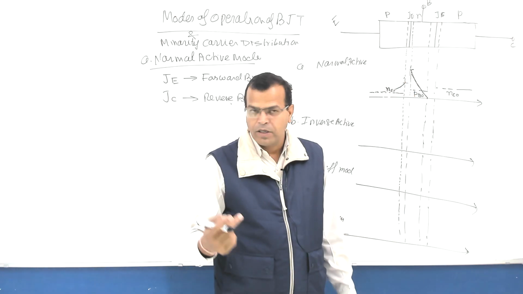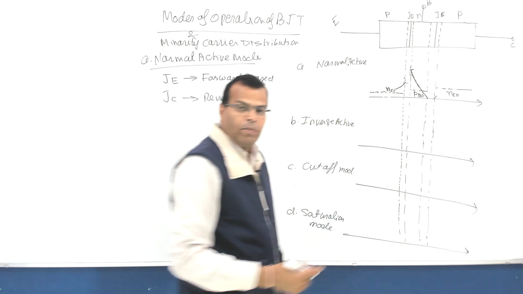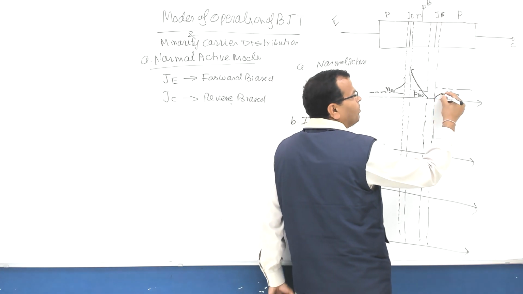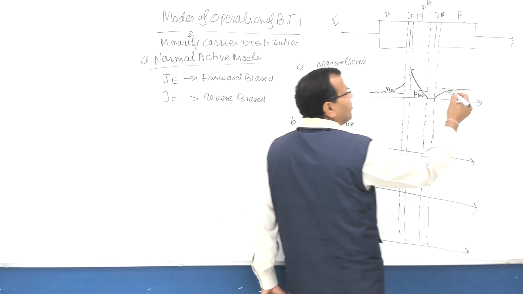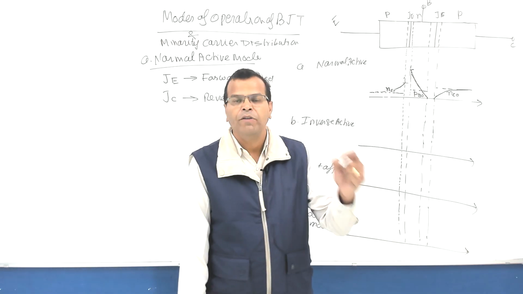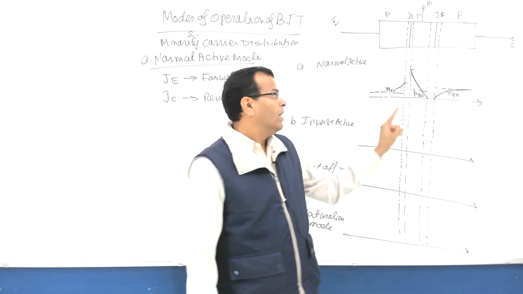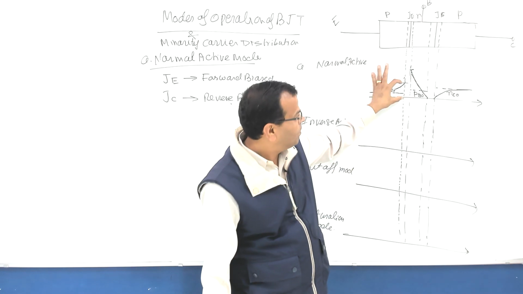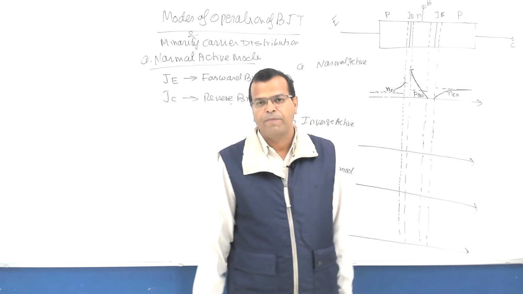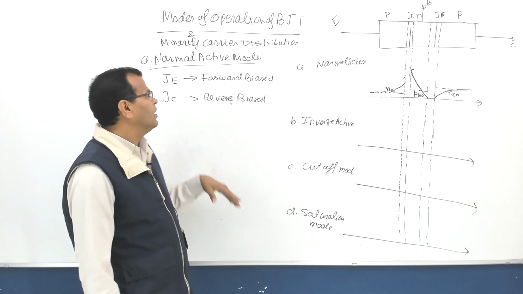Now let us talk about the collector. On the collector side, at the edge it has to be zero. Why? Because in a reverse biased junction the concentration is zero at the edge, and it will increase as you move, and finally it will become equal to Nc naught. That is how it is going to vary. In normal active mode, the emitter junction is forward biased, so it is maximum on this side, and at the reverse biased junction it is zero. That is how the minority carrier concentration varies in normal active mode.